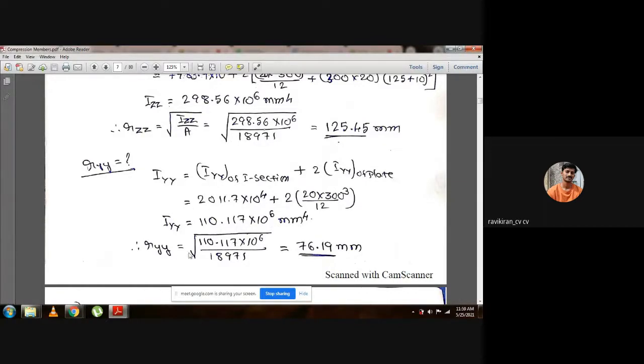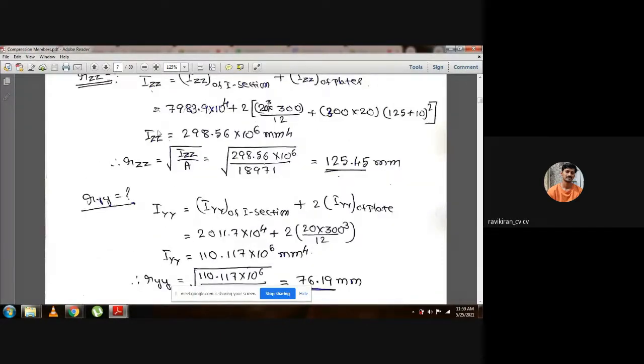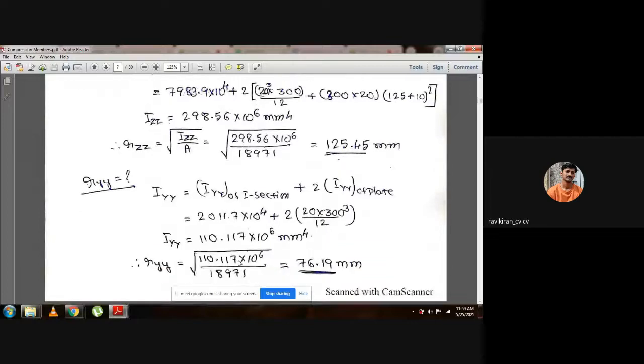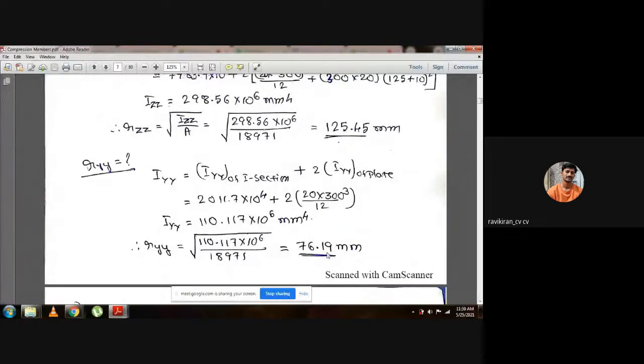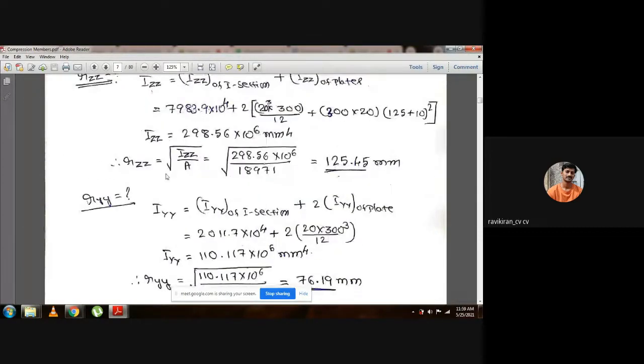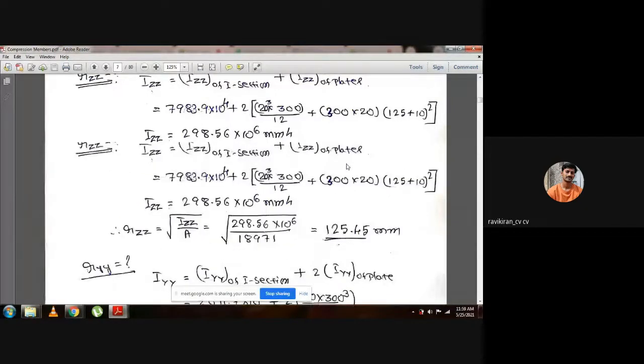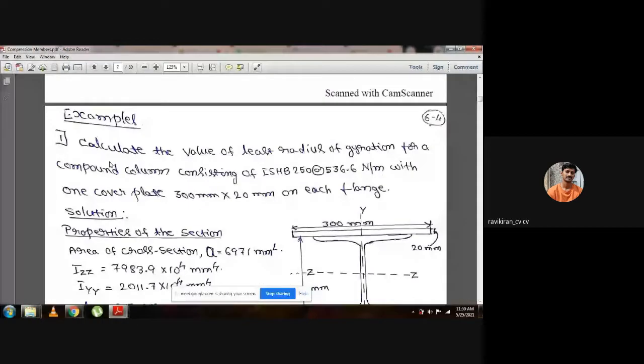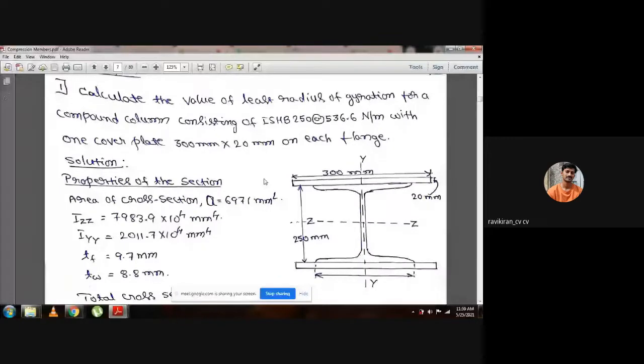Same way, the radius of gyration formula is square root of I by A. Whatever you got for the YY direction, that value you should use here, and the area is the same as found earlier, 18971. If you do so, we get 76.19 millimeter. So in the YY direction, the radius of gyration is 76.19 millimeter and in the ZZ direction 125.45 millimeter. As the question says, calculate the value of least radius of gyration. So the least of these two is what?